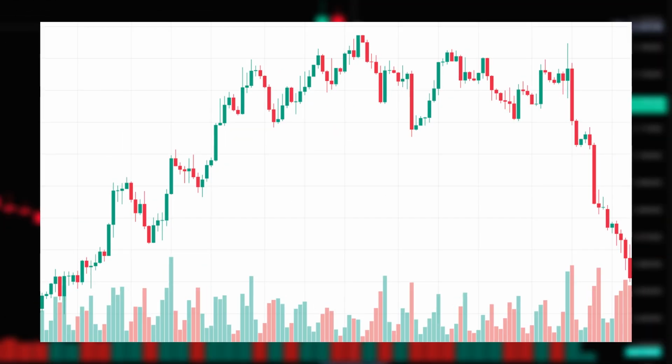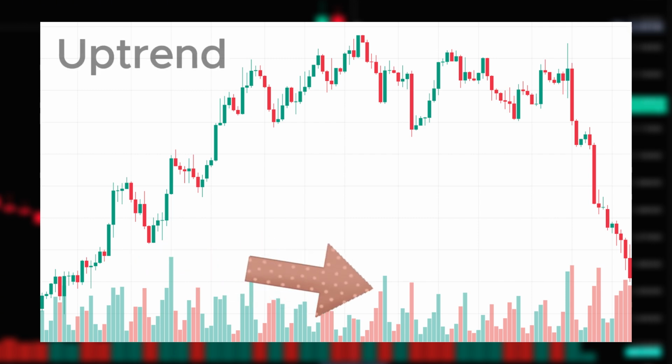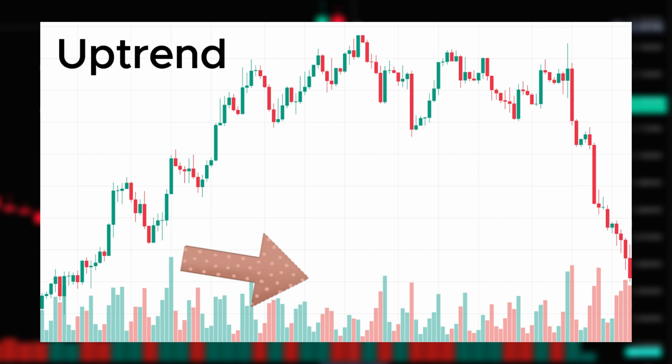In another situation, you can have an uptrend or downtrend, but with gradually decreasing volume. For example, on this chart, you can see that the price is in an uptrend, but when we check the volume, we can see that the volume is gradually decreasing, and this shows that buying interest is gradually decreasing. This shows that the uptrend is losing strength and there is a possibility to have a reversal.